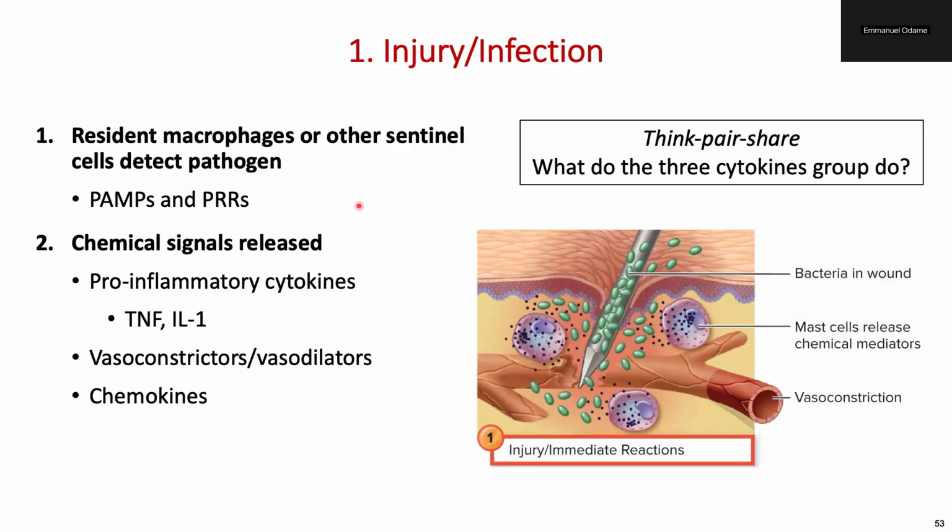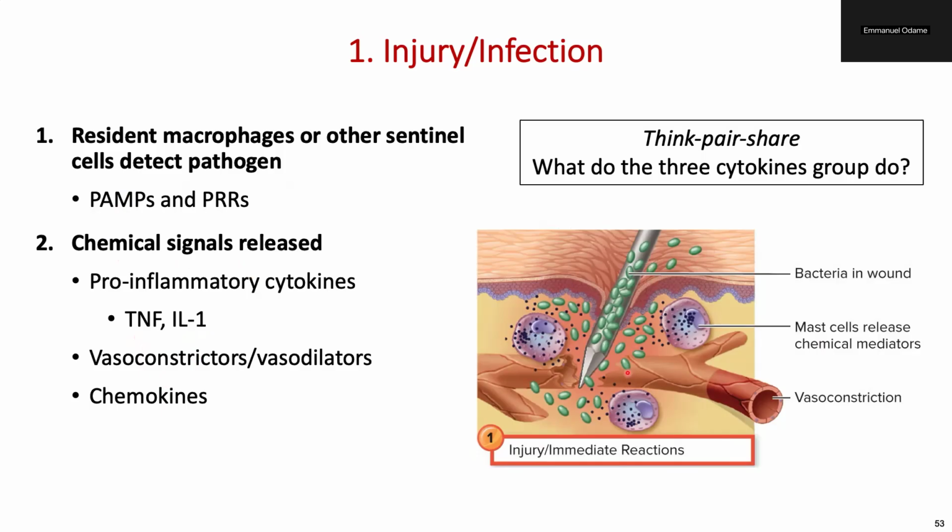They are doing this through PRRs, which are the receptors present on your cells, and the PRRs have to bind to the PAMPs. So now, after that connection has been made, we move to the chemical signal release, which is the release of pro-inflammatory cytokines, either through interleukin 1 or TNF. The next step that follows is the activation of vasoconstrictors or vasodilators, and then the secretion of chemokines.